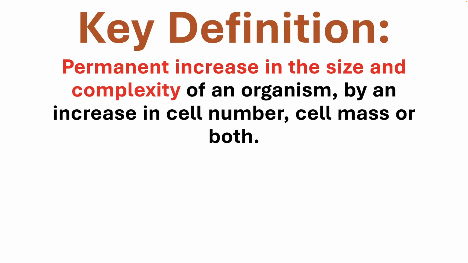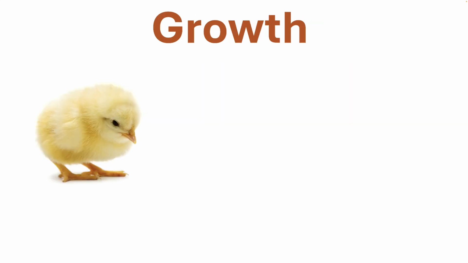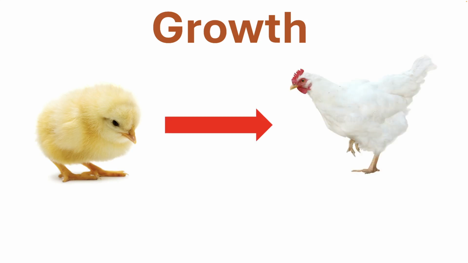Next is G, growth. It is a permanent increase in the size and complexity of an organism by increasing cell number, cell mass, or even both. It's fueled by the materials this organism takes in from its food. An example of this in animals is the increase in an animal's size, mass, and complexity from when it's a baby to when it becomes a fully matured adult. You don't look the same as you did when you were a baby, and that's because you've grown and experienced these permanent changes. After that, we have another R, reproduction.